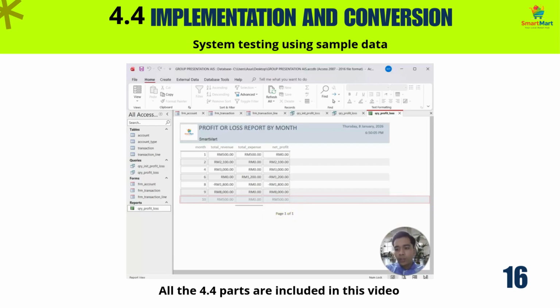Okay. The conversion from the manual system to the computerized system was done using the parallel conversion method. Both systems were used at the same time during the transition to ensure accuracy and reduce risk.